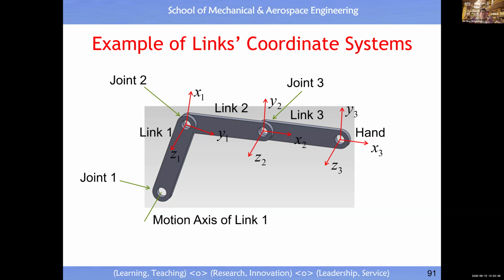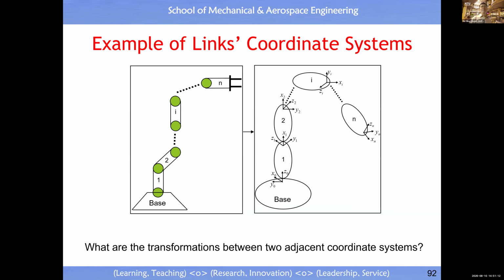Pay attention to this notation. Try not to say that the coordinate system assigned to link 1 is at joint 1, because that is totally wrong. Look at this slide: the coordinate system of link 1 is not at joint 1. Remember this statement, otherwise you will make a mistake. Clear? Then if you have an end joint, you see all the end coordinate systems.